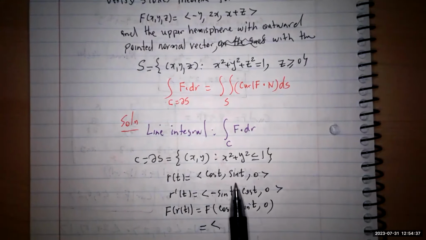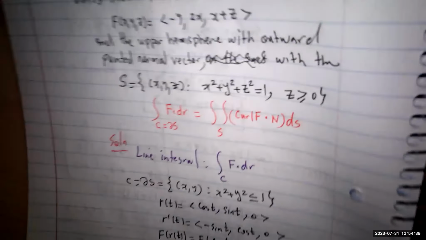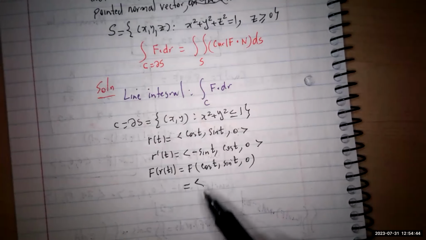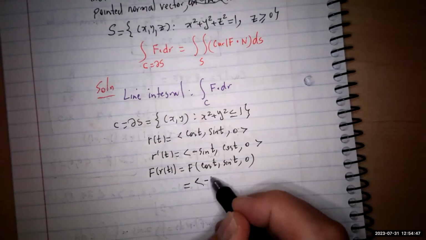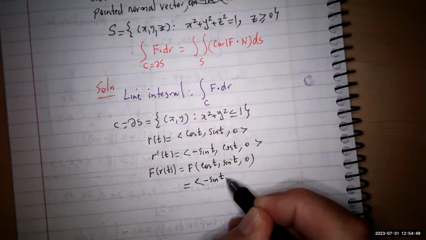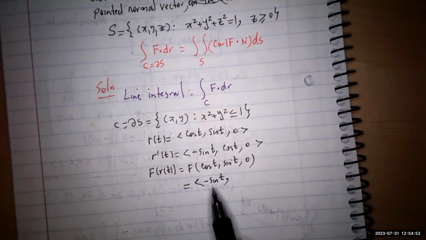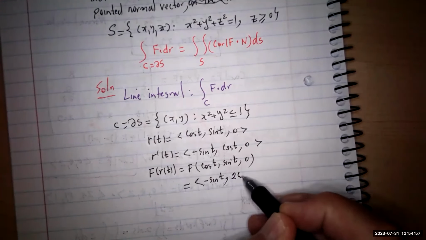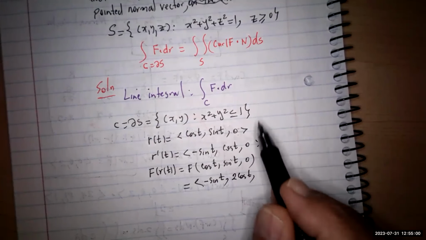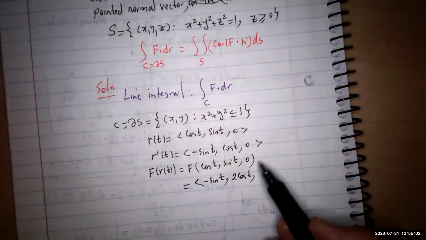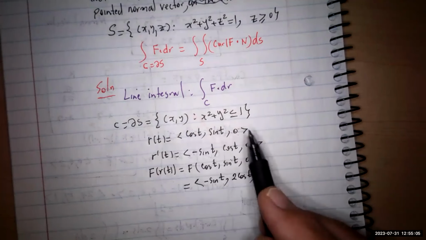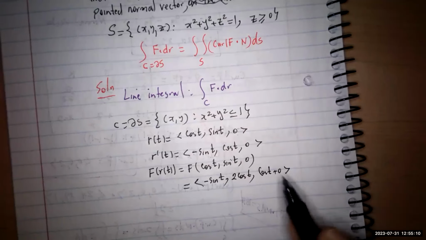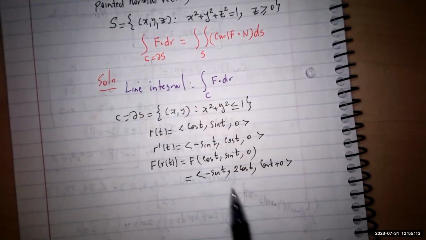Okay, x cosine, y sine, and the z is 0. So the first component was negative y, so that gives you negative sine t. That's the first component. Okay, the second component is 2x, so 2x would be 2 cosine t. And the last part is x plus z. x is cosine of t and z is 0, so that gives you cosine of t plus 0. Okay, so this is going to be your vector.